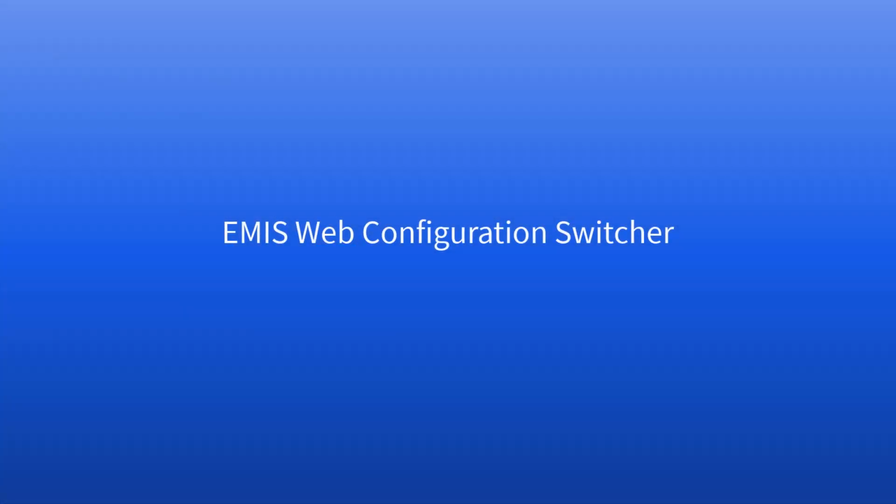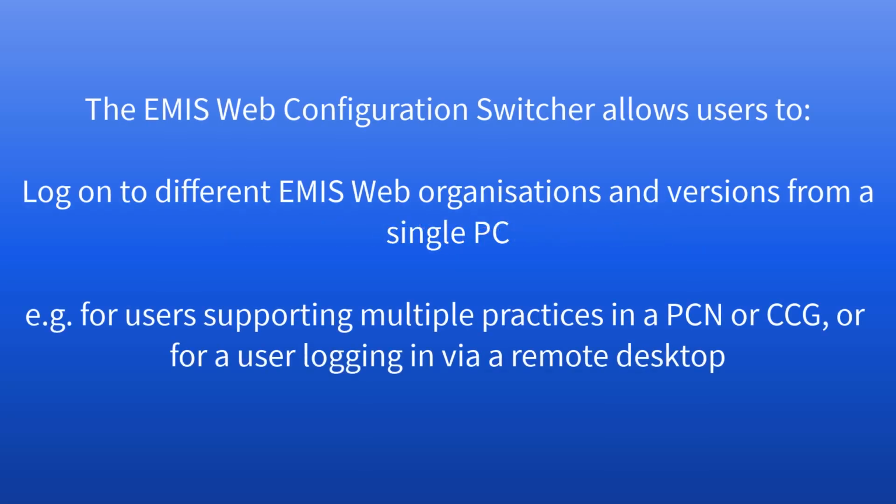The EMIS Web Configuration Switcher. I will now demonstrate how to log on to EMIS Web using the Configuration Switcher. The Configuration Switcher allows a user to log into different EMIS Web organisations from one PC. For example, you may provide support to more than one practice in a primary care network or CCG and may require access to multiple EMIS systems from one location.